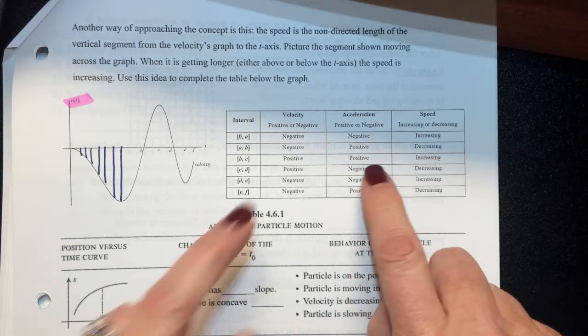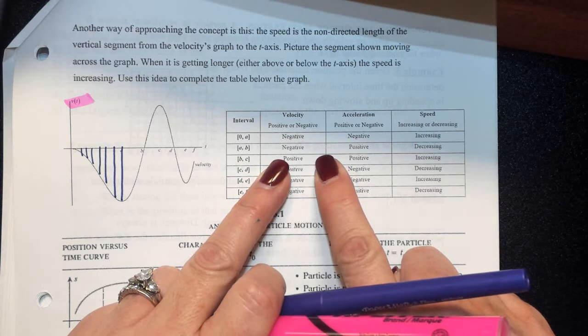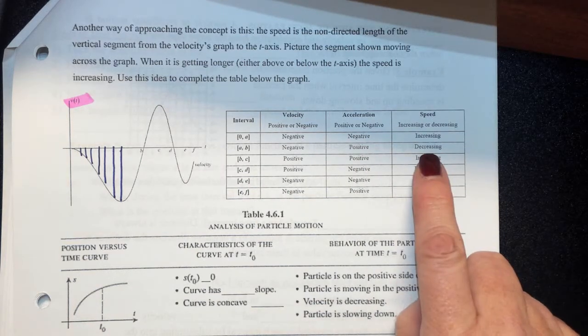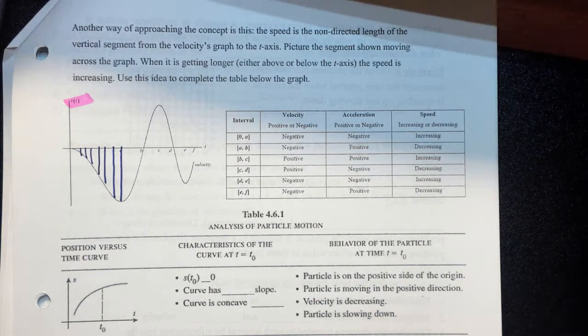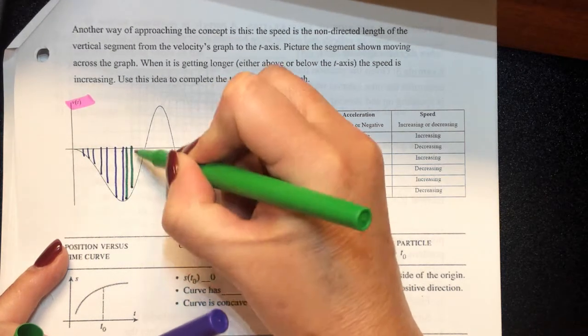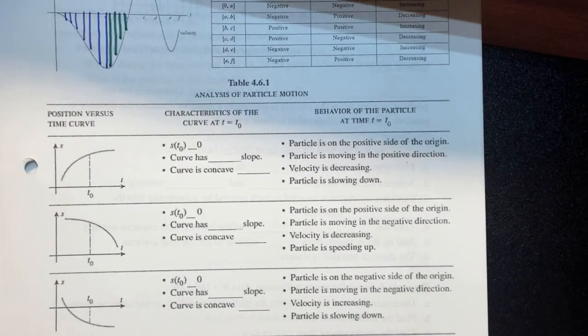Now notice what happens from A to B when we read the graph. The velocity is negative, but the acceleration is positive. So we know that the speed is decreasing. Notice what's happening with these line segments from A to B. The line segments are getting shorter. So that's what they mean by those line segments getting longer or getting shorter. That's another way, given the graph of the velocity, to interpret whether your speed is increasing or decreasing. All right, so let's do a summary of some of these graphs.